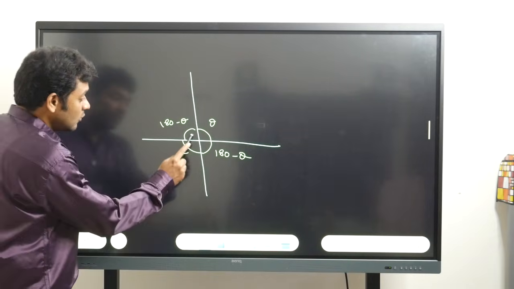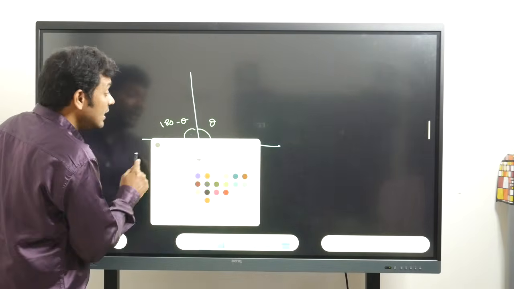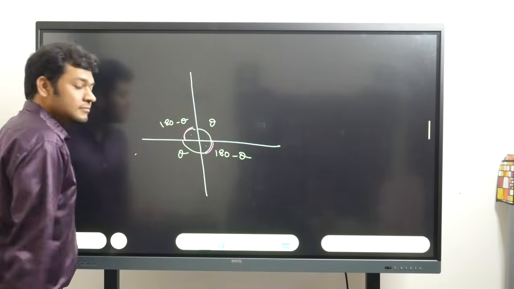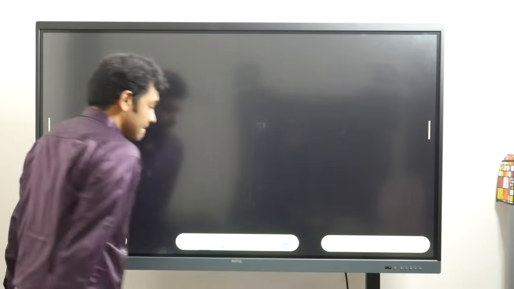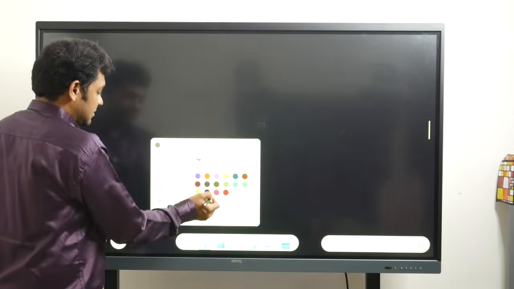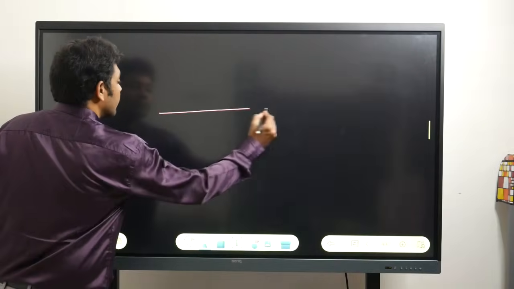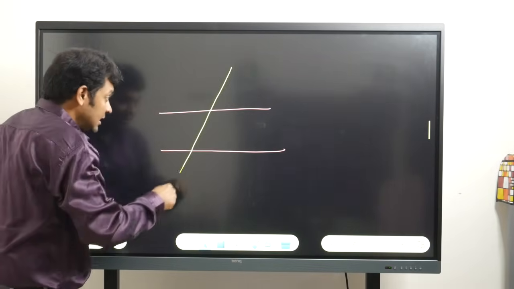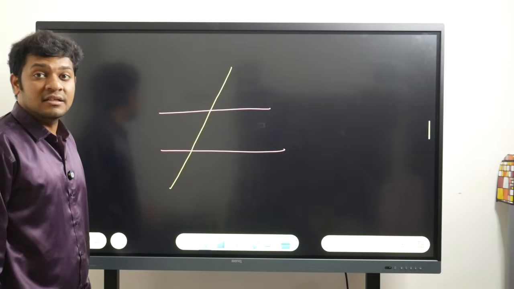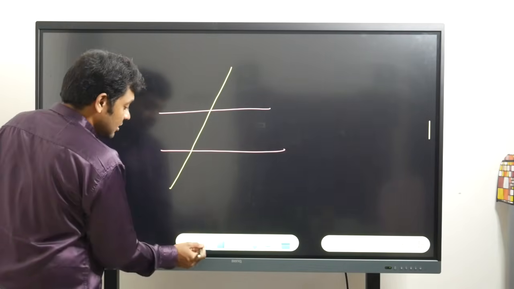So these two angles are equal. They are called vertically opposite angles. Okay. So vertically opposite angles are equal. Next, if you have two parallel lines, say I have two parallel lines, and they are intersected by a transversal. This is called a transversal.